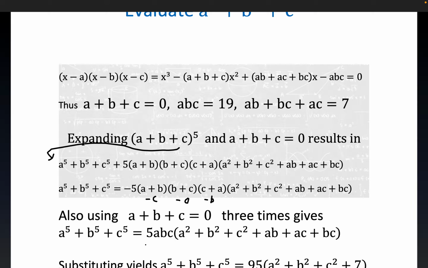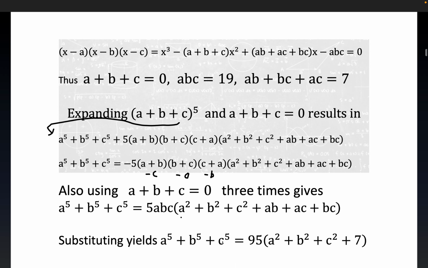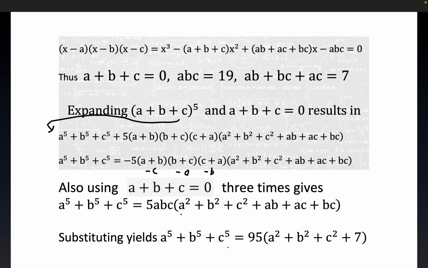Now we're in fairly decent shape because we know quite a bit. We know what abc is, and we know what this object is right here, you see. And so on the very next line, I make these substitutions, you guys can see. Okay, 5 times 19 is 95. And then the 7 comes into play. You can just see a straight substitution from the initial conditions. Okay, but we still don't know what a squared plus b squared plus c squared are. So there's still more work to do.